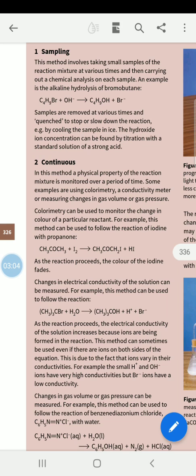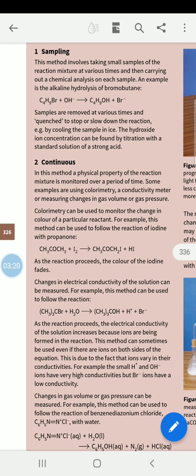When that fades, we can find out using a colorimeter. A colorimeter gives us a reading of the intensity of the color. Using a colorimeter, we can find out how long it takes for the color to disappear or fade.